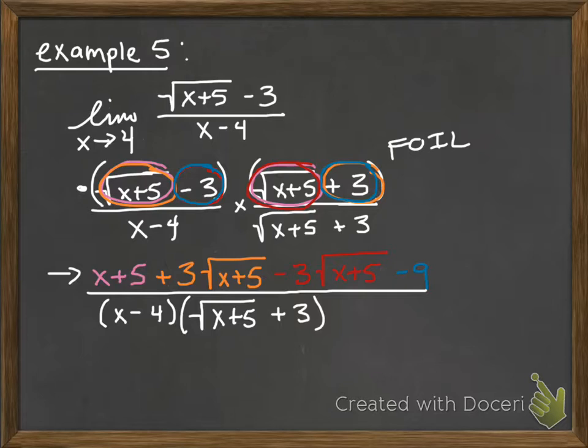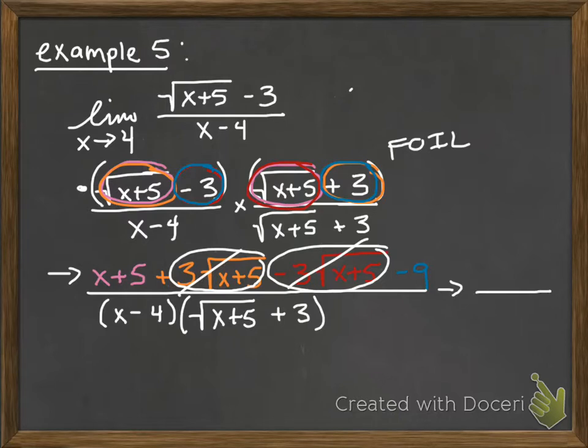Now, the reason why this multiplication by the conjugate is really useful is to simply look at the numerator's terms, and these outer and inner parts will always cancel each other out. That's the beauty of multiplication by the conjugate. So these are gone. Positive 3 root x plus 5 minus 3 square root of x plus 5 is 0. They're gone. So now what I want to look at is what am I left with in the numerator?